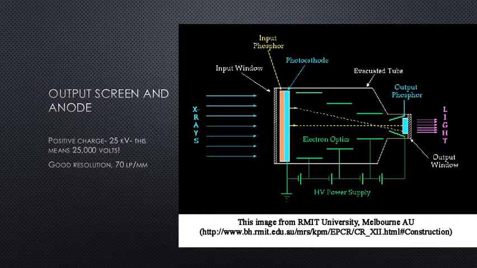The anode is found immediately before the output screen. It's a circular disc and it has a positive charge that helps to increase the potential difference between it and the negative cathode. It has a small hole that allows the electrons to pass through and then to hit the output screen.